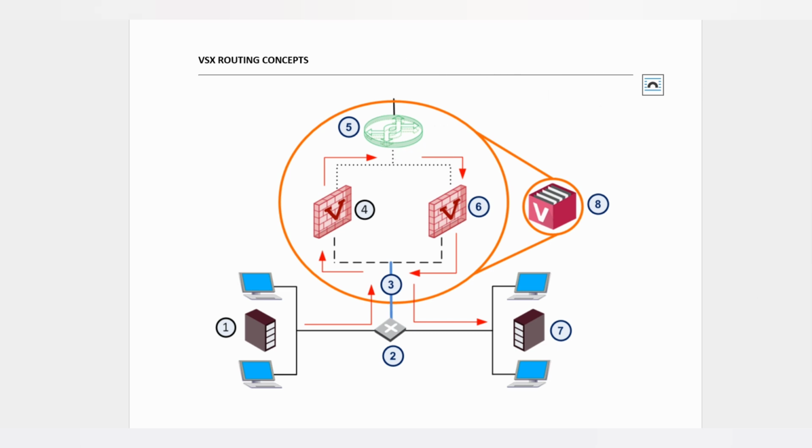Now let's understand an important concept, which is overlapping IP address space. VSX facilitates connectivity when multiple network segments share the same IP address range. We call this IP address space.